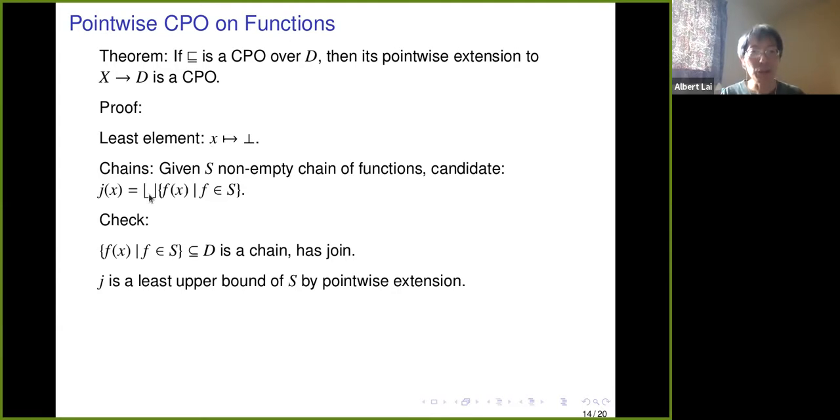And for the join, you do the join pointwise. So if you have a set of functions and you know that it is a chain of functions, you ask, how do I compute the join of all those functions? Well, for every input, give that input to all of the functions in your set. So you have a lot of elements in D now. It will turn out, you can check, that this set is a chain in D, so it has a join. So use that join as the answer for your candidate function for that input. If you do this for all inputs, now you have a function and it will turn out to be also a least upper bound of your chain of functions in S.